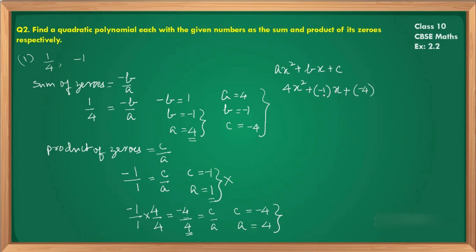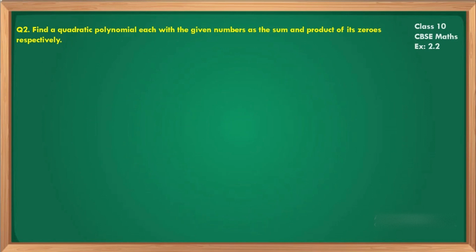Whenever you have plus or minus, please ensure that you put brackets so that you get the correct answer. Now it is equal to 4x square, plus into minus is minus x, and again plus into minus, minus 4. Now this is the equation required for us. Now we move on to the second question.